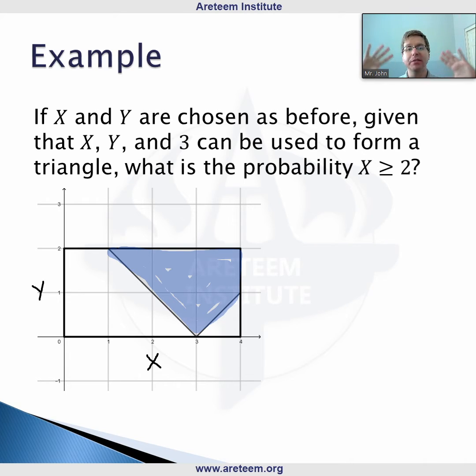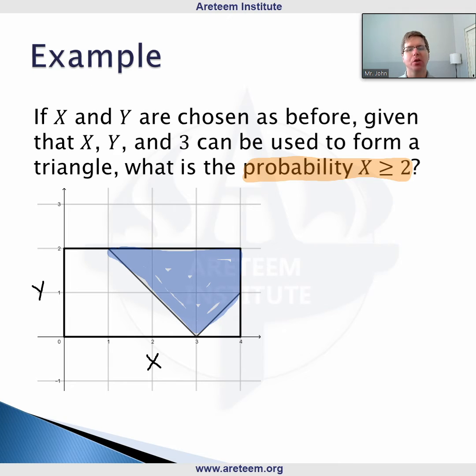Now, just revisiting very basic, if you just ask the question straight up without anything given, what is the probability that x is greater than or equal to 2? That is, of course, a half. There's 2 out of 4 in this interval is x greater than or equal to 2. So that would be a half without any information given.